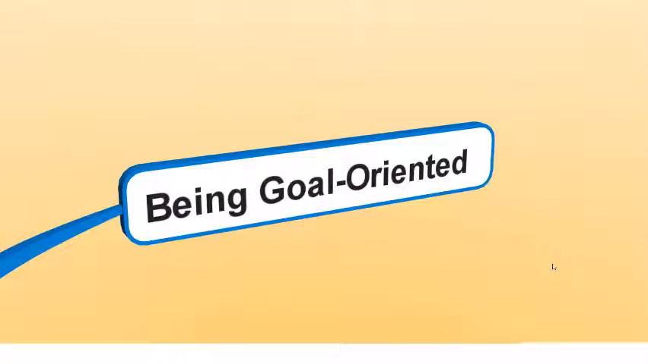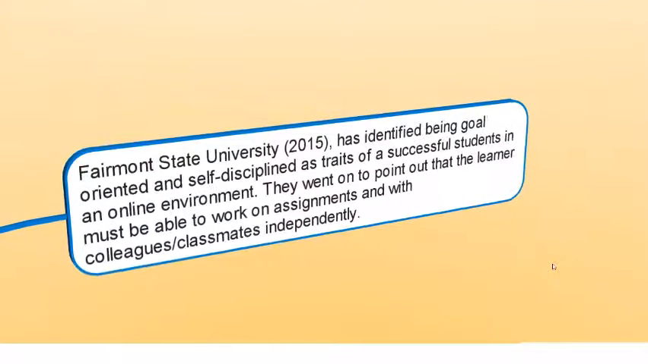One of the attributes is being goal-oriented. Being goal-oriented means that students should be able to set goals and work diligently in achieving those goals. According to Fairmont State University, they have identified being goal-oriented and self-discipline as traits of a successful student in an online environment. They must be able to complete and do work, especially assignments, with colleagues and also independently.